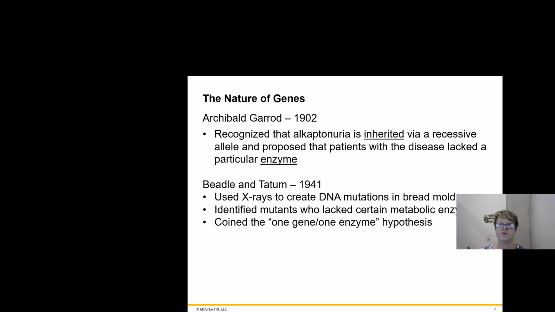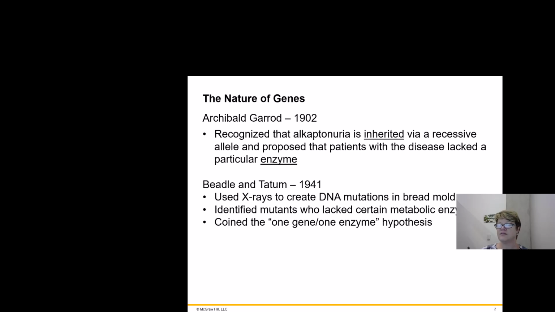Fast forward to 1941, a very famous experiment by Beadle and Tatum. They used X-rays to intentionally create mutants in bread mold. So mold is an organism. And they identified mutants that lacked certain enzymes. And so building on this idea of Garrod, they came up with the idea that every gene encodes one enzyme. Each one gene encodes one enzyme. It's called the one gene, one enzyme hypothesis.